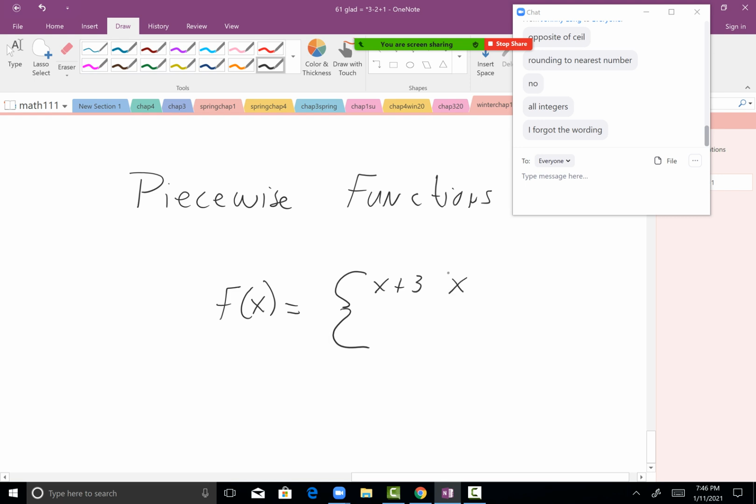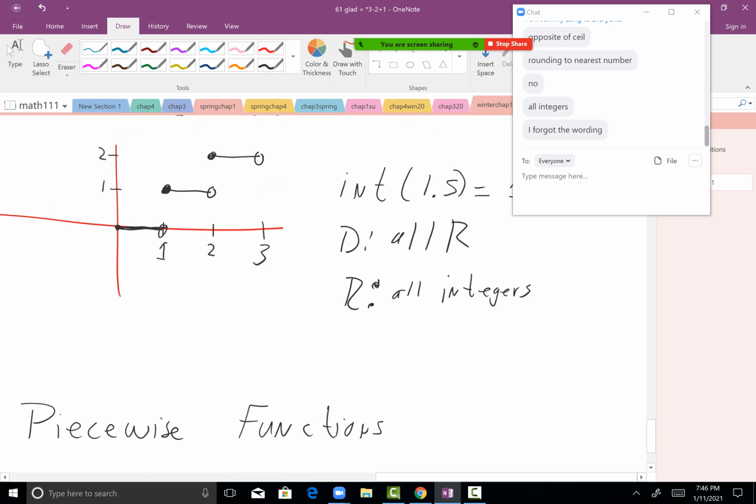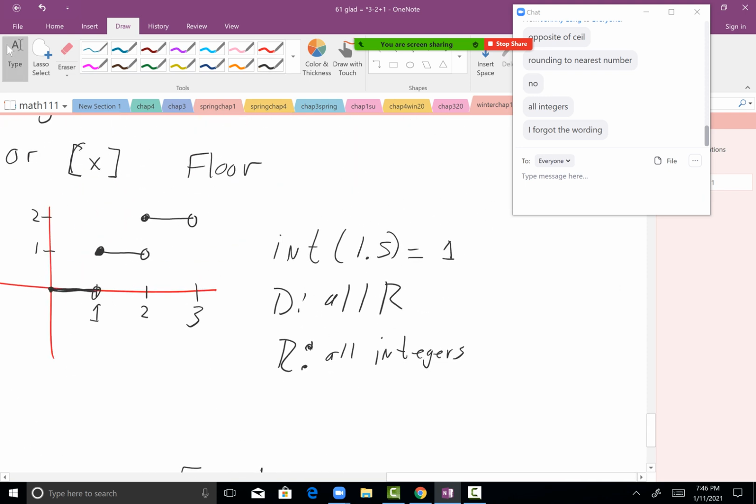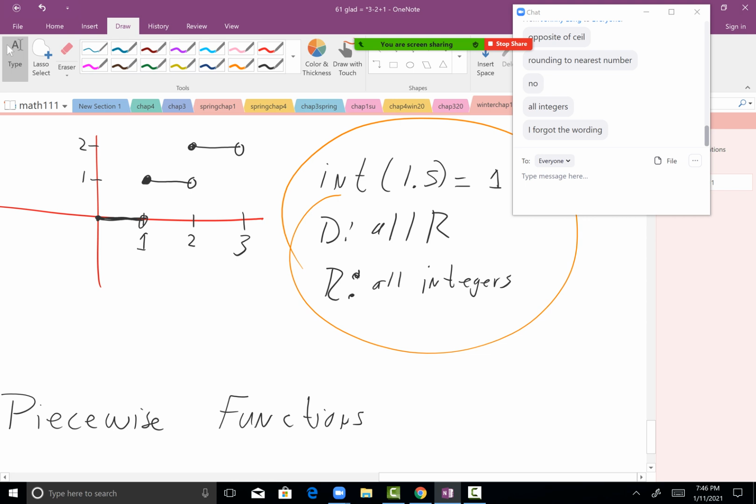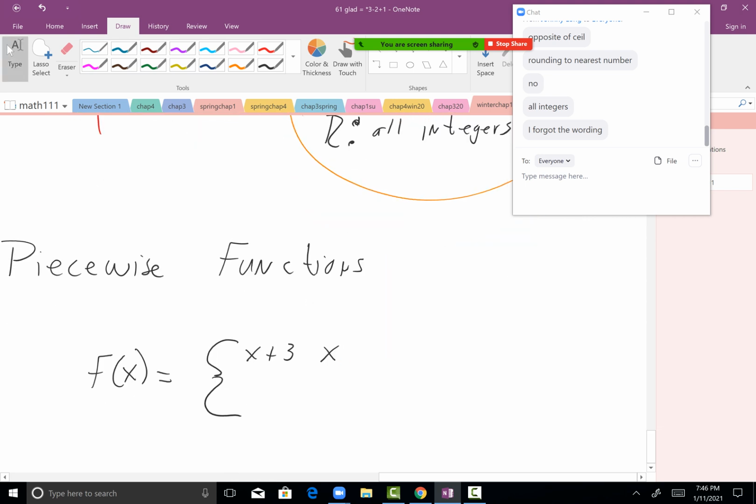Wait, what about the domain and range for step functions? Does that mean that they don't have one? Oh, those step functions should all have the same. Like ceiling, floor, and round? Yeah, they should all have the same domain of all real numbers, and the range should be all integers, because they're all pretty much the same. Oh, alright, got it. We missed that. That's all right.